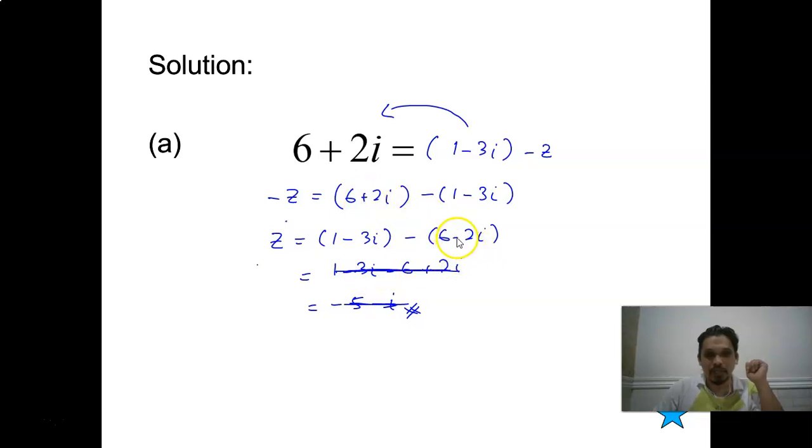6 plus 2i, 6 plus 2i. Okay, so then we open our bracket here, 1 minus 3i, negative 6, and negative with positive, negative 2i. So 1 minus 6 equal to negative 5, negative 3 minus 2, negative 5i.